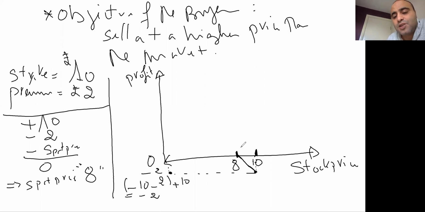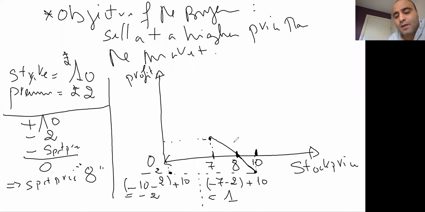Let's imagine now that the price in the market is 7. Once again, the person will buy it from the market at minus 7. He has already paid a premium, minus 2, and he will sell it to that person with whom he has engaged into the contract at 10. And so that gives him a nice profit of 1. So here we are at 1. Combine the 2 together again.